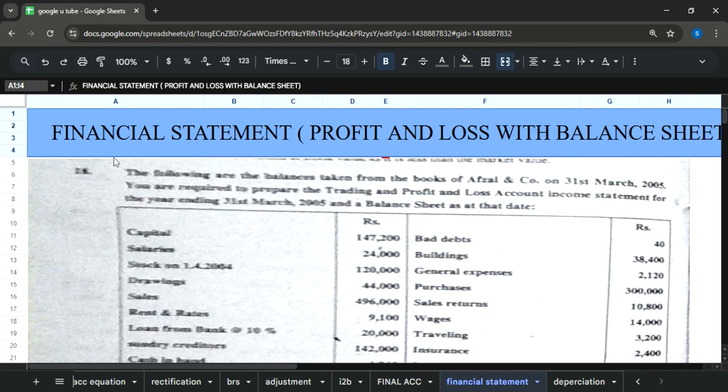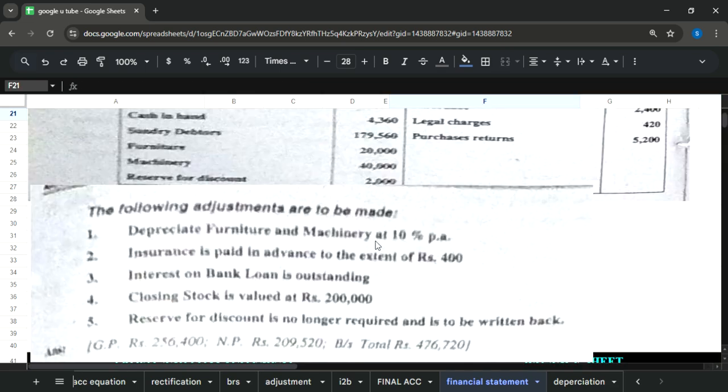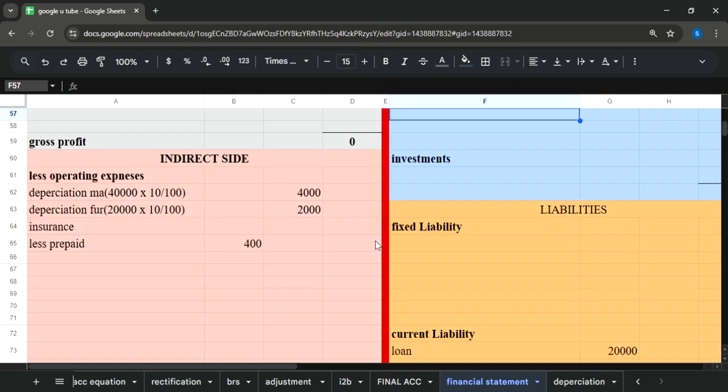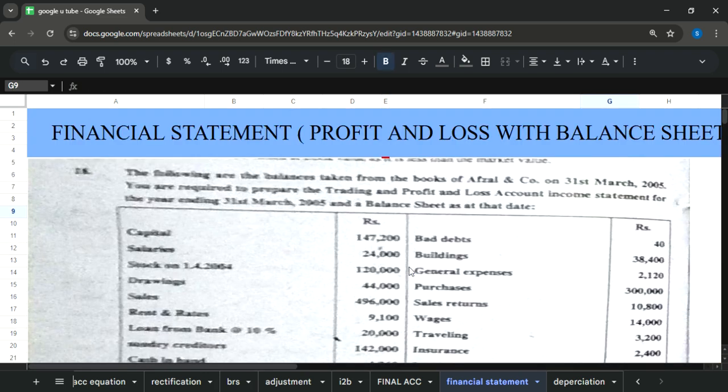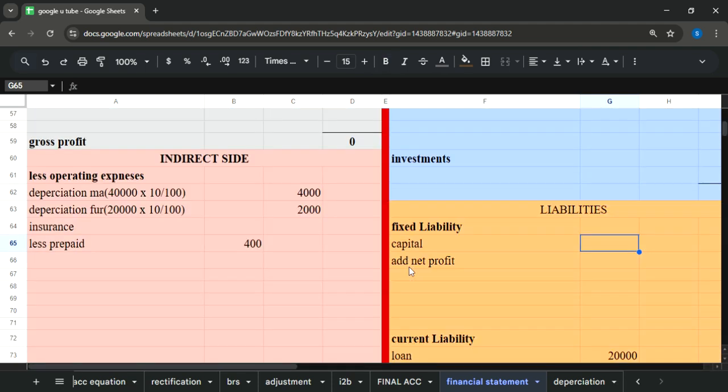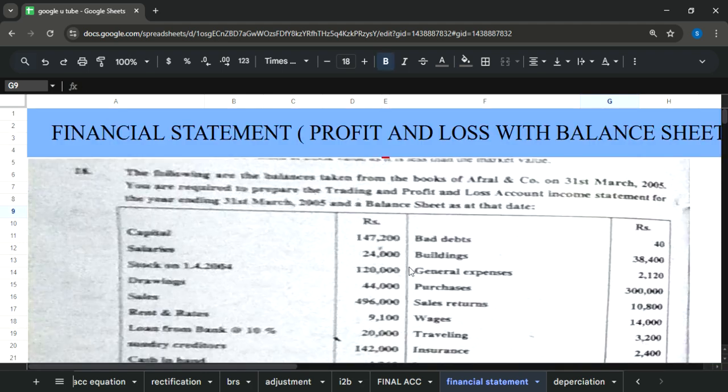So all five adjustments are completed. Now we are open to enter the elements present in our question. First is capital. So you will go to fixed liability side, and here collectively first you will mention capital, then you will add net profit, and if drawings are present we will see later on. The amount of capital mentioned over here is 147,200. So just write it down. Since these are not adjustments, we will just write once. There will only be a single effect.